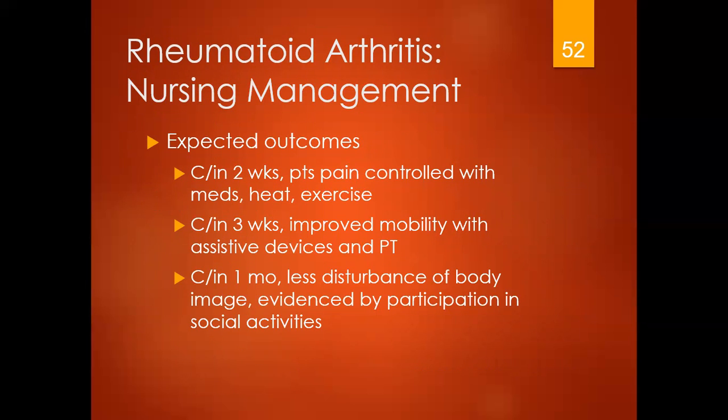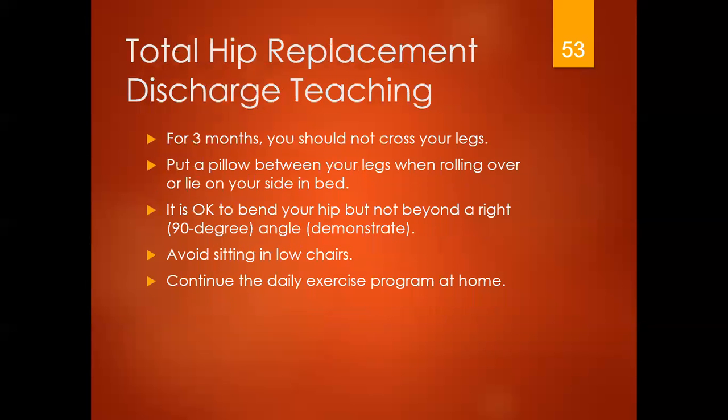If we see improvement within 2 weeks, the patient's pain is controlled with meds, heat, and exercise, that would be great. If we have improved mobility and ability to use our assistive devices with PT in 3 weeks, that would be awesome. And within 1 month, we want these patients to have improved body image and be able to participate in social activities. These are expected outcomes for care plans for your rheumatoid arthritis patients.